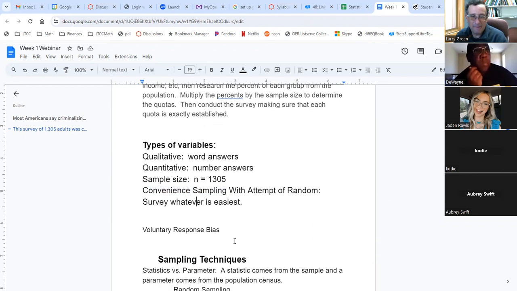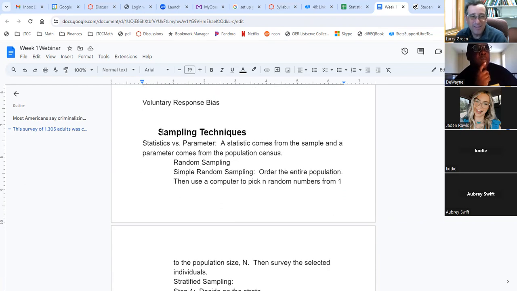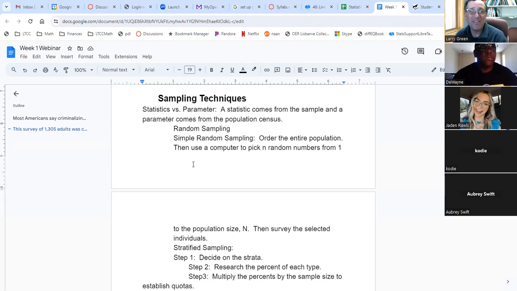We talked about voluntary response bias. Then there are a lot of others too. There's a lot of language; this is today's language day. So one thing is there's a statistic and there's a parameter. A statistic comes from the sample, a parameter comes from the entire population. Are there any times when you can actually get a parameter and know it exactly?